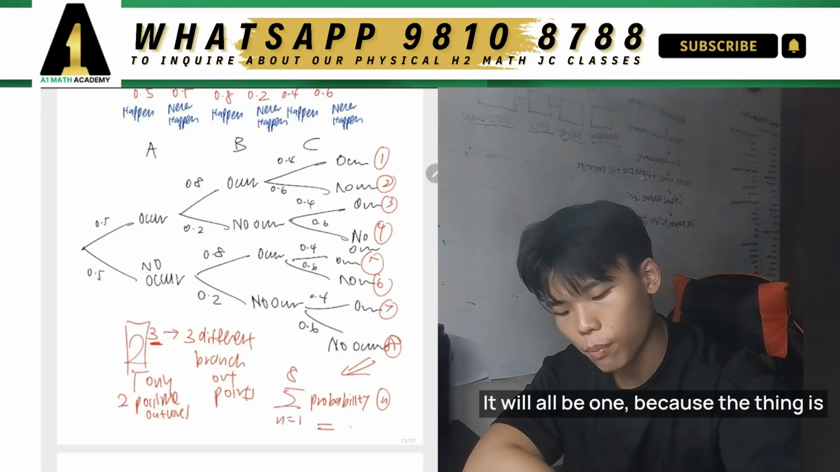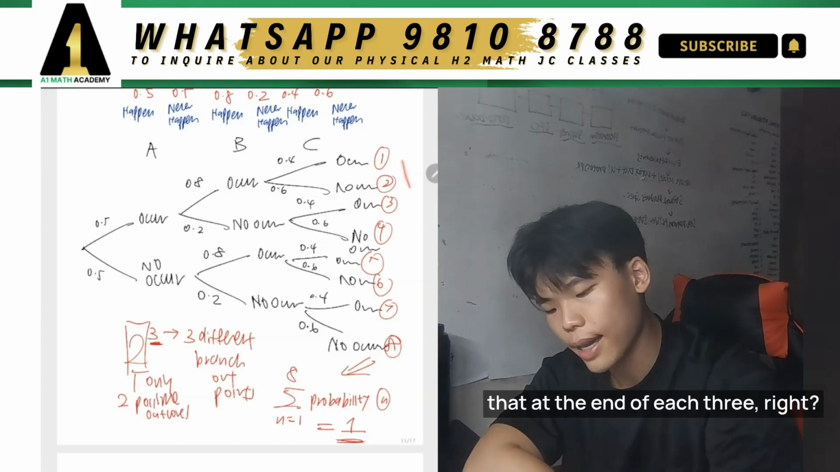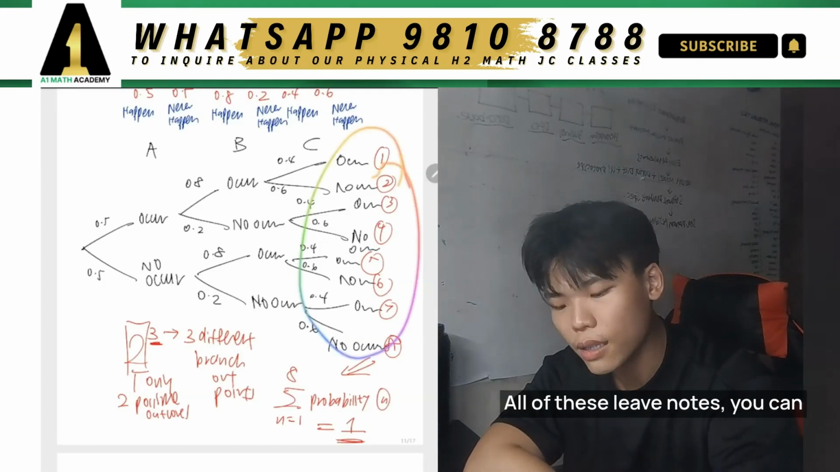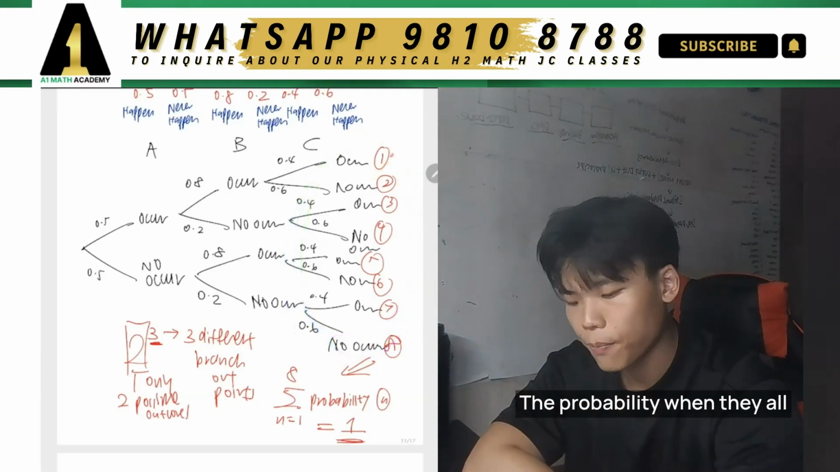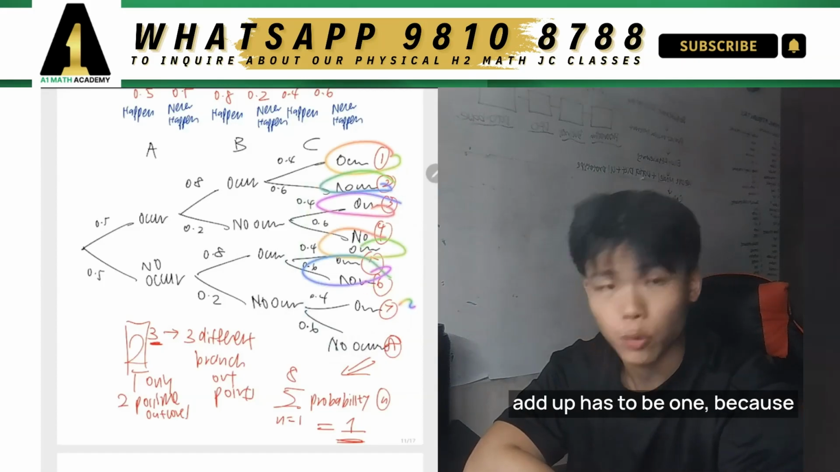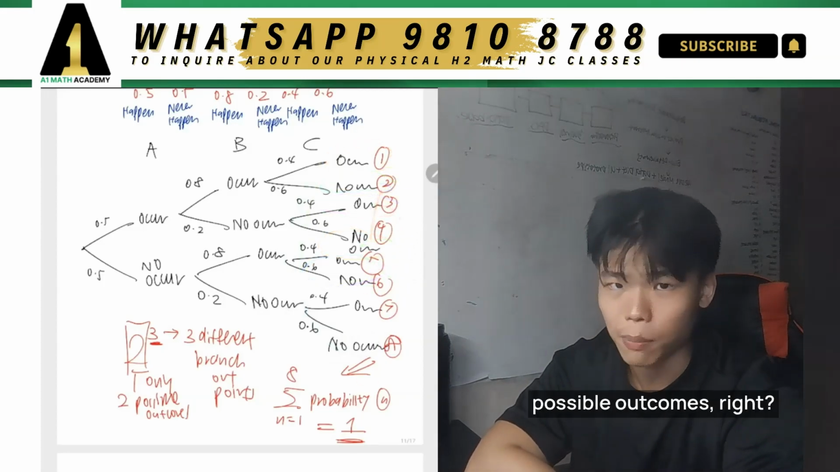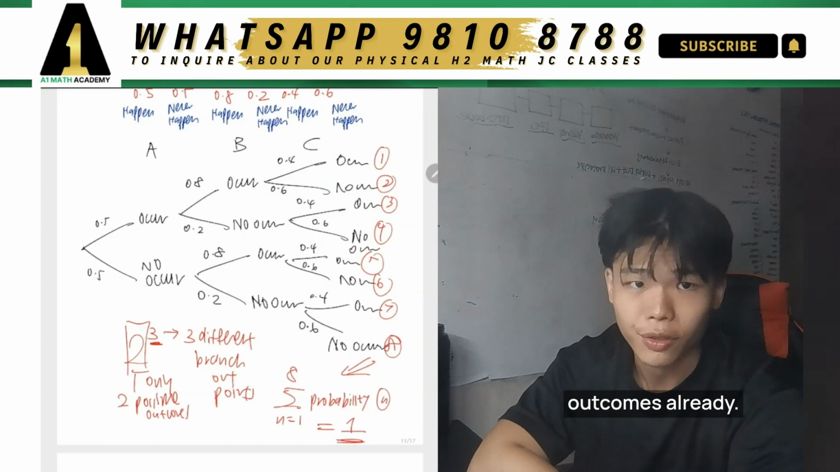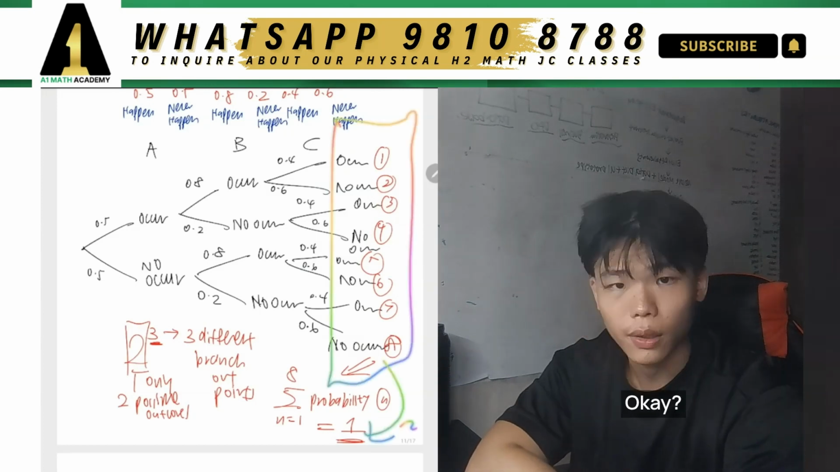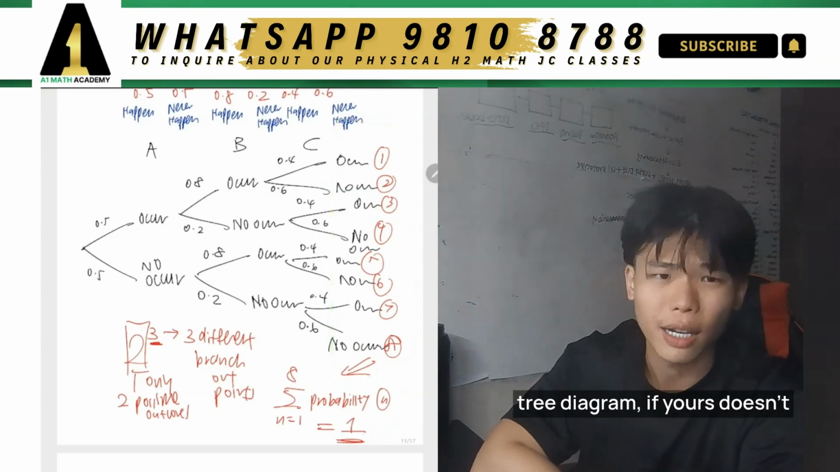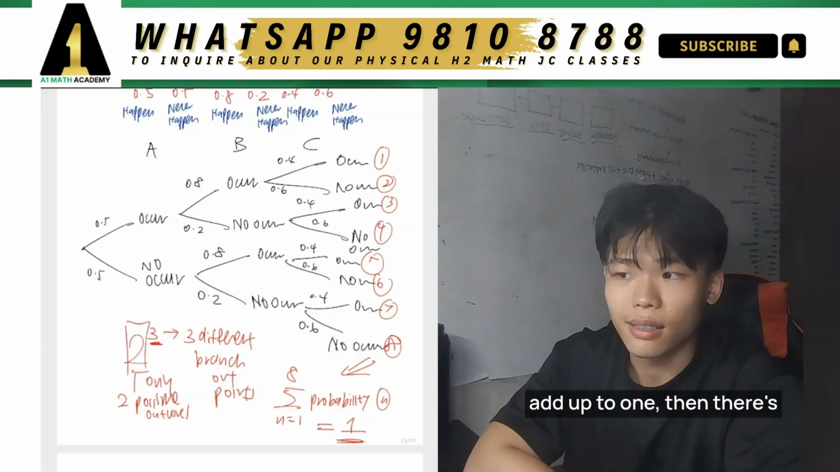It will all be 1, because at the end of each tree, all the nodes, you can think of them as leaf nodes. When their probabilities all add up, it has to be 1, because there are only 8 possible outcomes. There are no other possible outcomes. So all these will add up to 1. And whenever you draw a tree diagram, if yours doesn't add up to 1, then there's some problem.